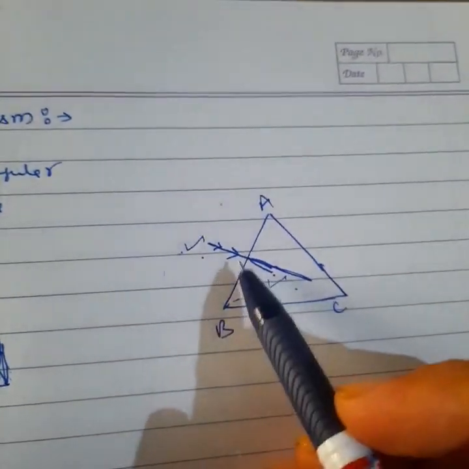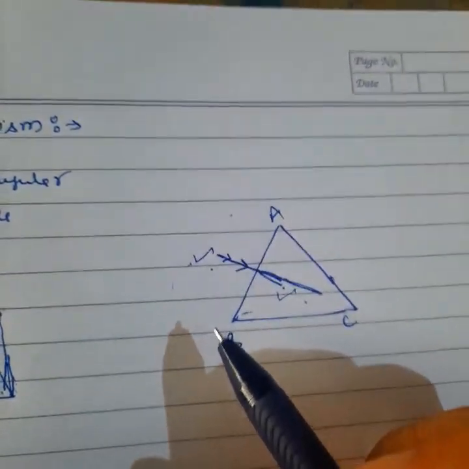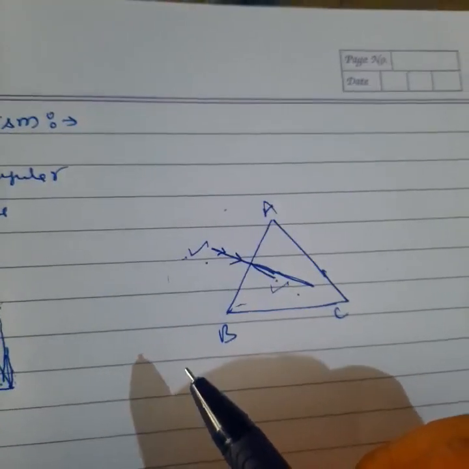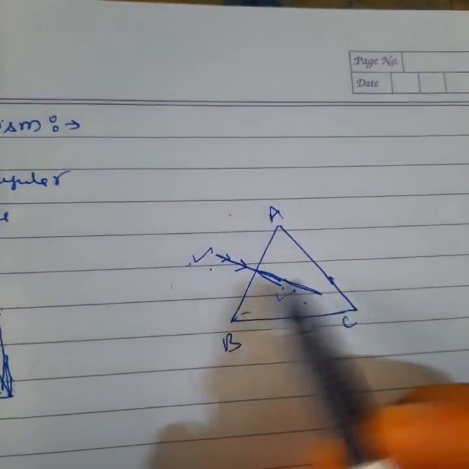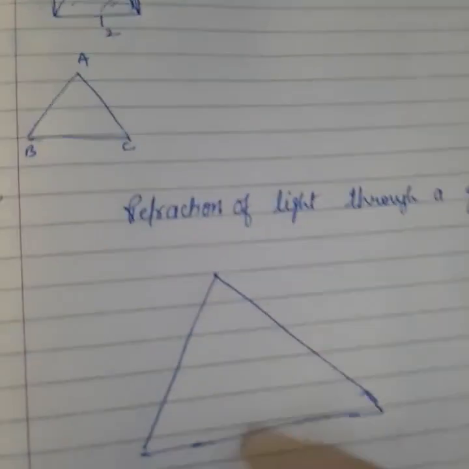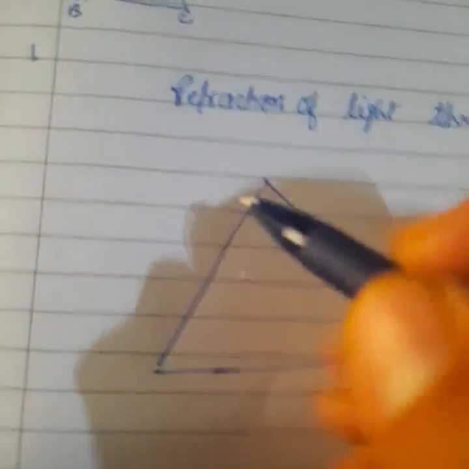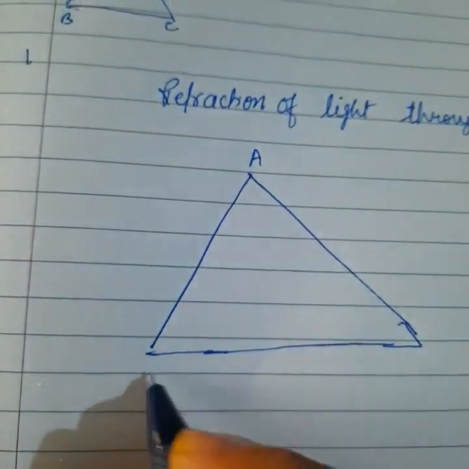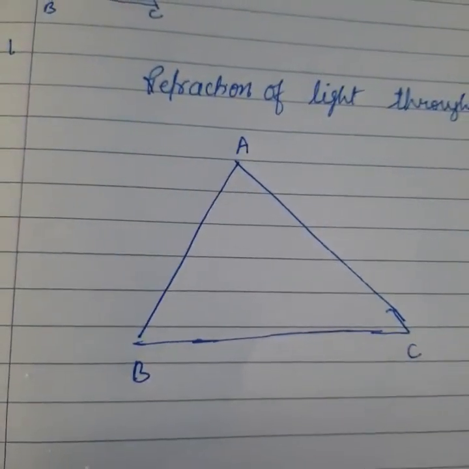So for getting refraction in the case of a prism, what will we do? We have to make light fall at a certain angle, an acute angle less than 90 degrees. Clear? At that time we will get refraction of light. So we will draw these things here in this given glass prism. We can say this is our point A, this is our point B, and this is our point C.